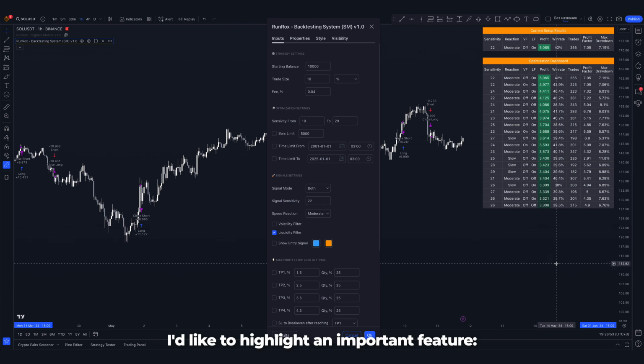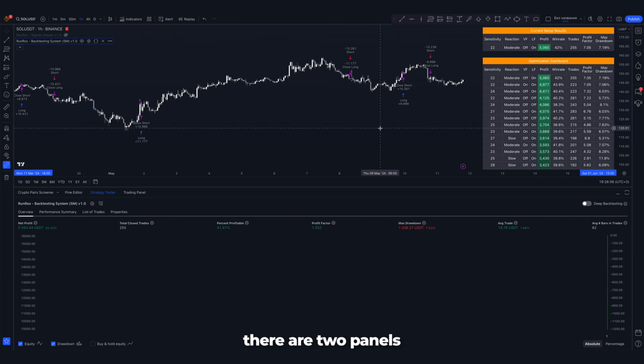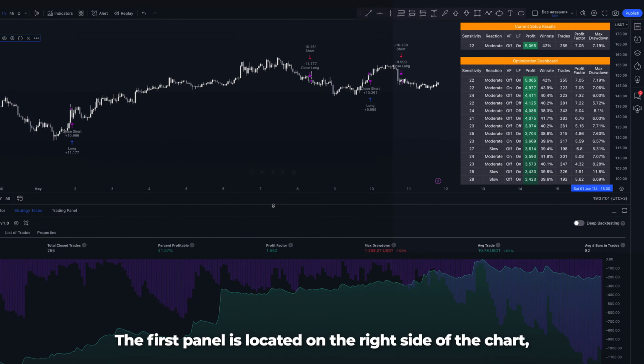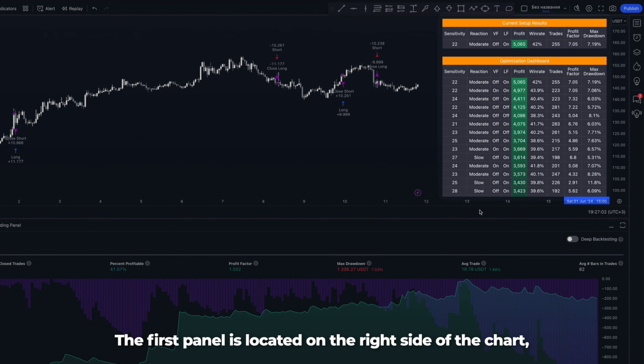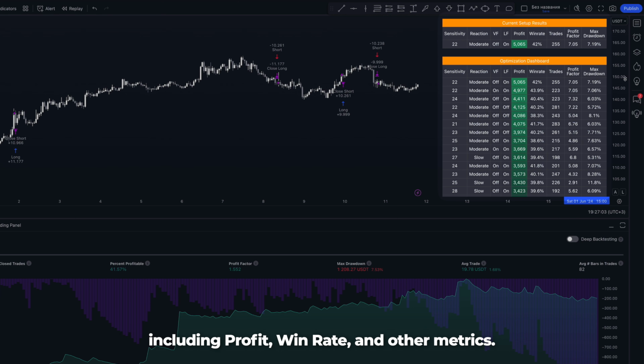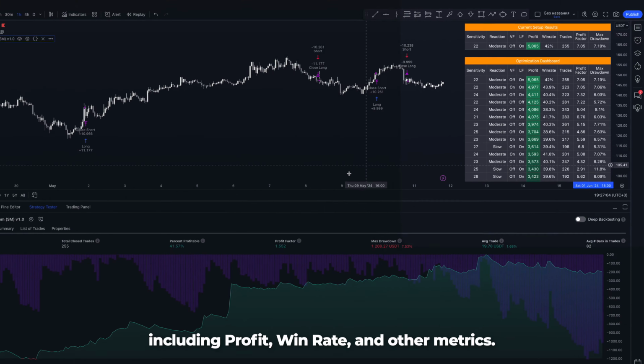I'd like to highlight an important feature. There are two panels where you can review the results of your trading. The first panel is located on the right side of the chart, where you can see the outcomes of historical trading, including profit, win rate, and other metrics.